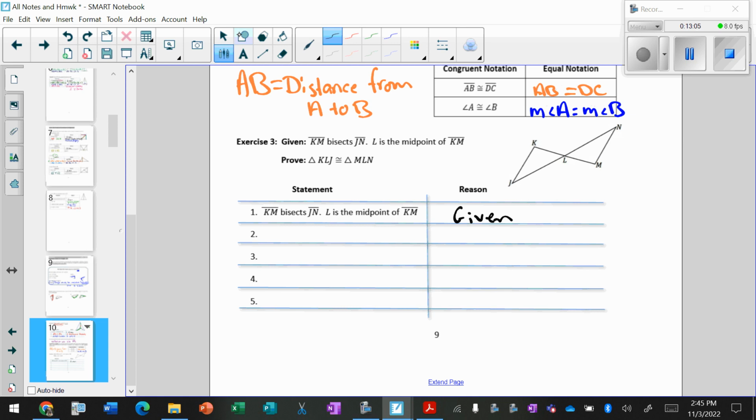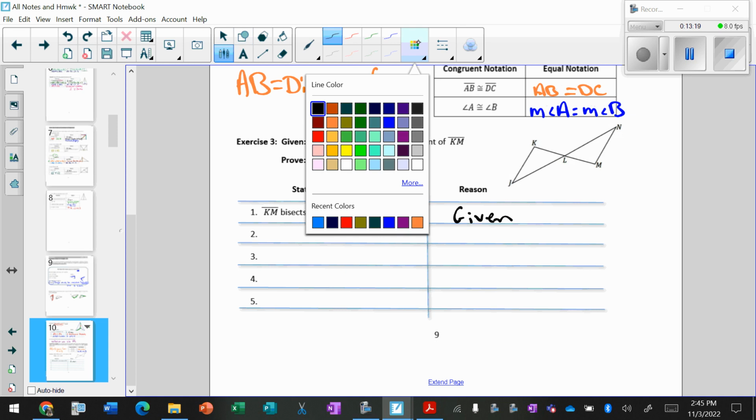That's the point of having the proof. You have to interpret the given information and figure out how that gets you equal pieces. What equal parts can we say are true from that given information?